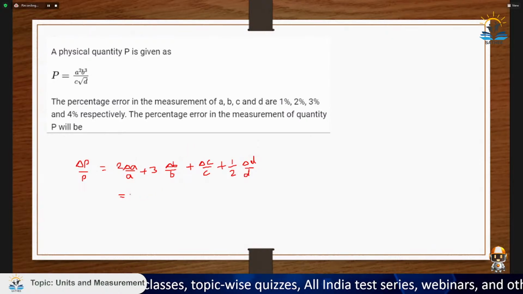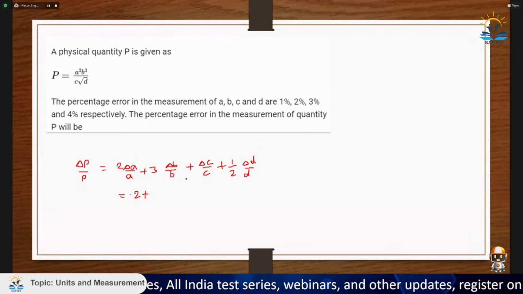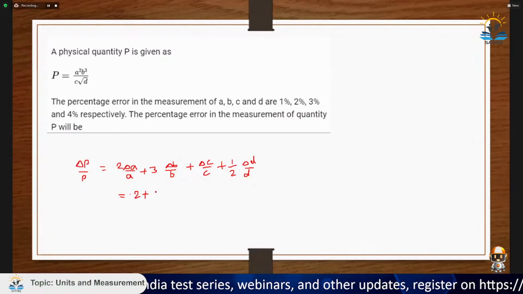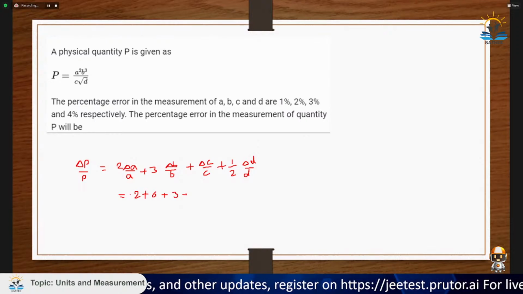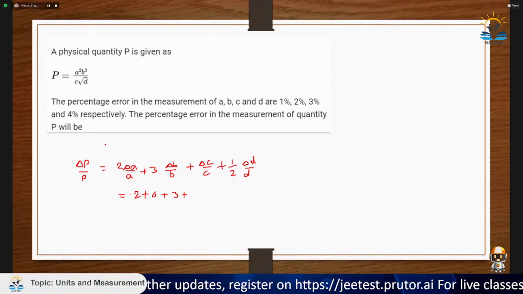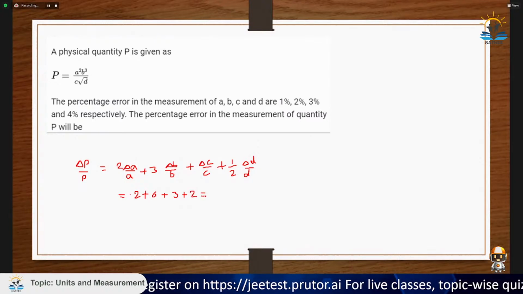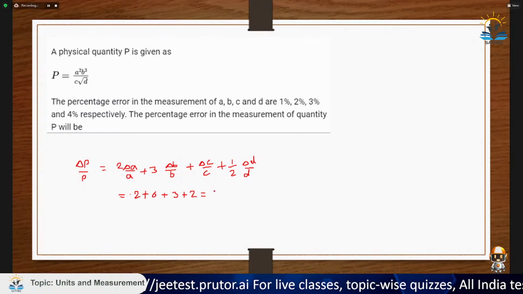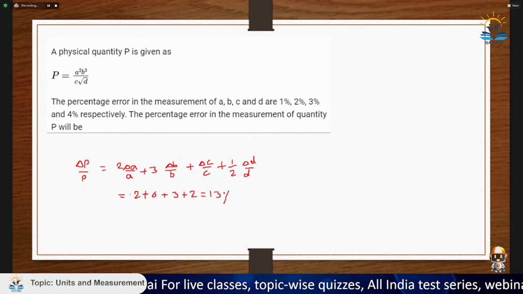So it would be 2 into the percentage error in A, which is 1%. So 2 into 1 would be 2, plus 3 into the percentage error in B, which is 2%. So 3 into 2 would be 6, plus the percentage error in C, which is 3%, plus half times the percentage error in D, which is 4%. So 4 by 2 is 2 only. So my percentage error in P would be 6 plus 3, 9, 10, 11, 12, 13. So my percentage error in P would be 13%. So 13% is my final answer.